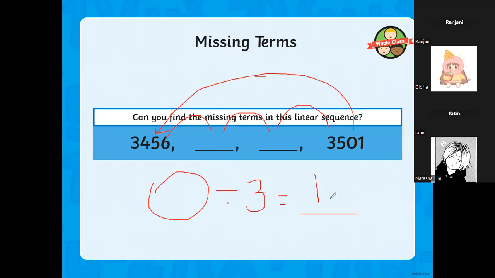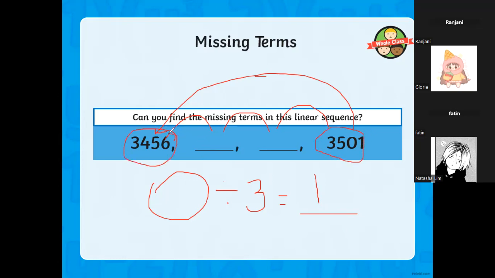Ranjini, did you get that pattern, or are you still trying? Is the class too fast or too slow? Actually, every time we won't have time. That's the truth.